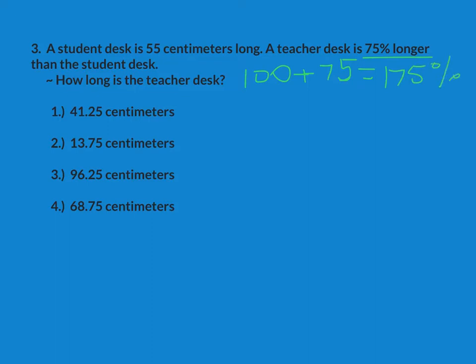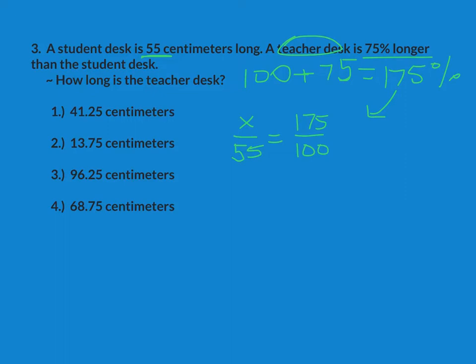So when I set up my proportion, I know my percent is always out of 100. In this case, it's 175. I know that 175% is the new one. That's going to be the teacher desk. So the one that I know, or my original, is the student desk. So the 55 goes on the bottom. And I have X or N or whatever variable you want on top.